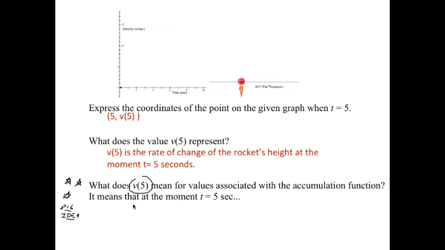All right, so maybe the way I answered number 2 will spark your memory. Let's work on number 3 for another minute or two. So what does this mean? That V of 5 is the rate of change of the rocket's height. What does that value then mean? Go.